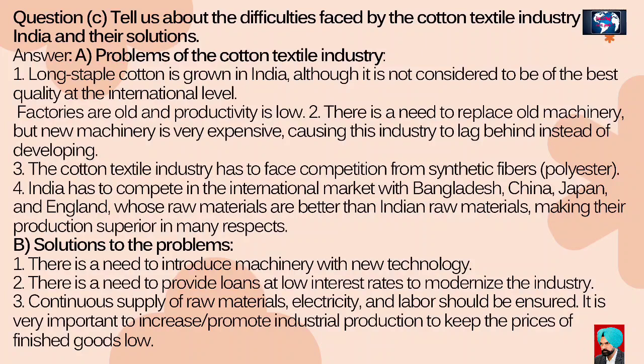4. India has to compete in the international market with Bangladesh, China, Japan and England, whose raw materials are better than Indian raw materials, making their production superior in many respects. B. Solutions to the problems. 1. There is a need to introduce machinery with new technology. 2. There is a need to provide loans at low interest rates to modernize the industry. Continuous supply of raw materials, electricity and labor should be ensured. 3. It is very important to promote industrial production to keep the prices of finished goods low.